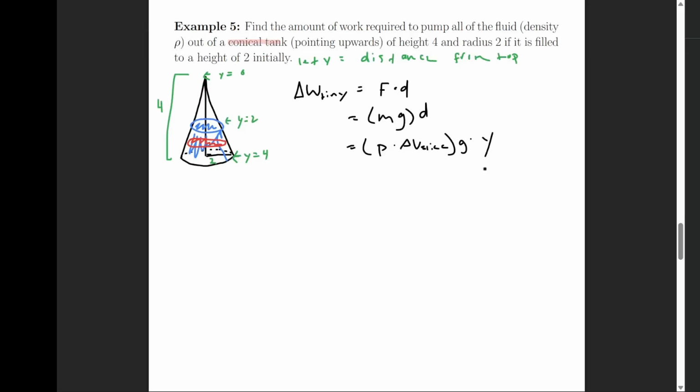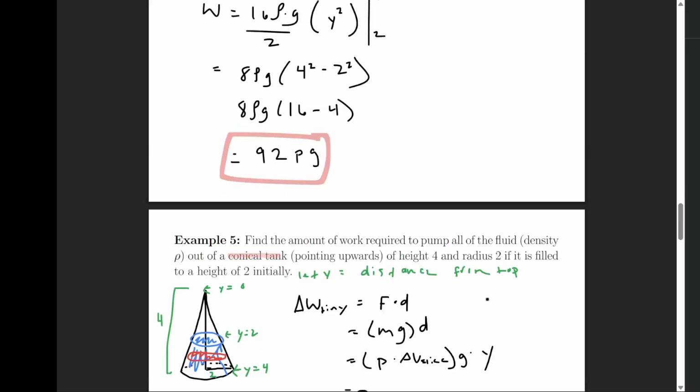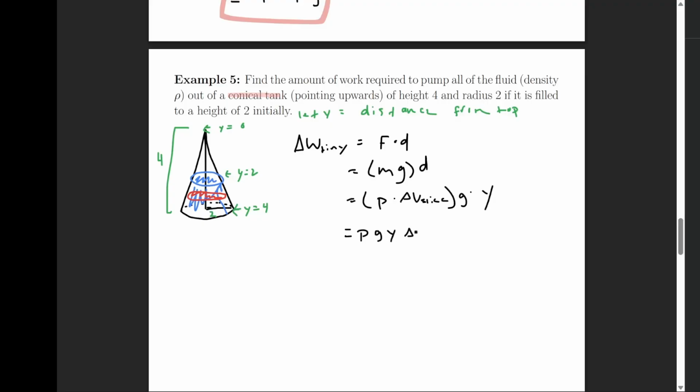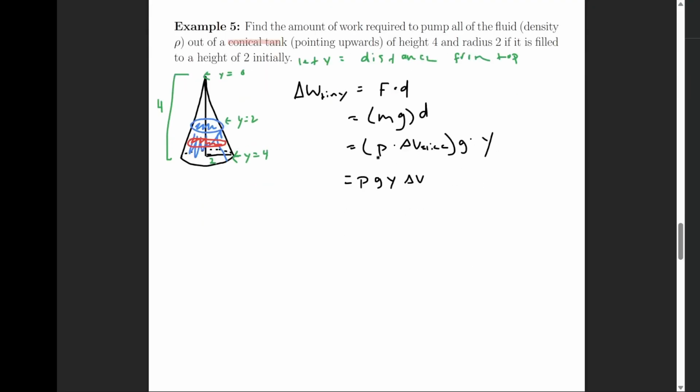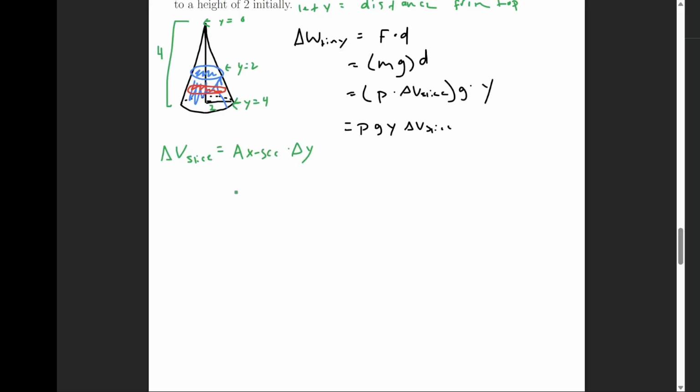So we can write that right here, and if you want to rewrite it a little bit so you can compare it to see if you got it right: rho g y times delta V. Now we've got to find out what delta V is for one slice. Like the other one, we find the area of a cross section times the length of one slice, which is just delta y.